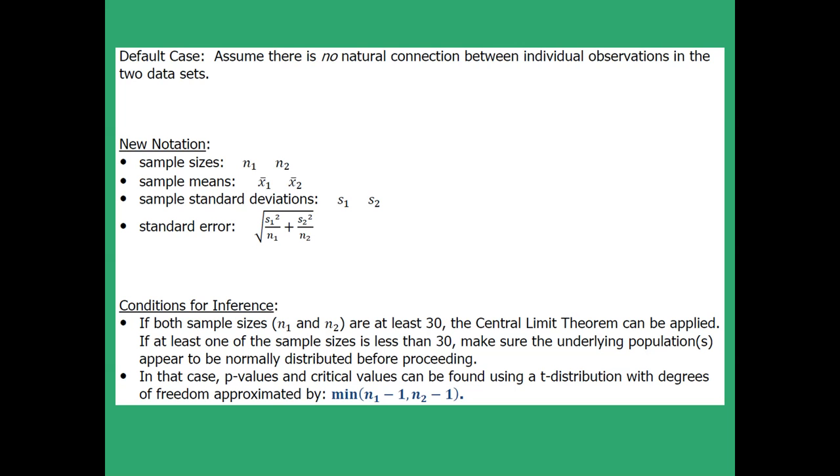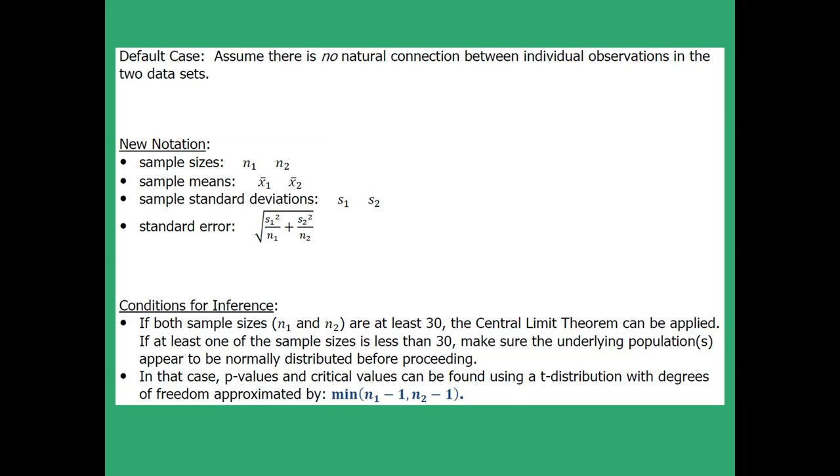As opposed to paired samples, where you effectively combine everything together by treating the difference like it's the variable, here you keep everything separate. That's why there are two sample sizes, two sample means, two sample standard deviations. You keep everything separated out. The standard error is a little bit more complex than what we had before, but it's not too bad.